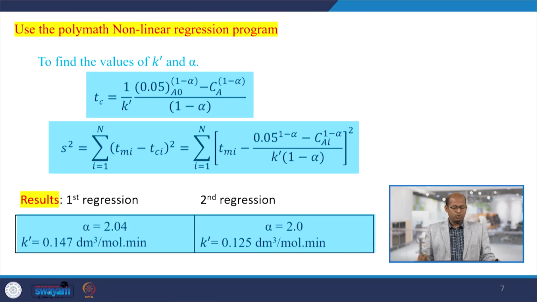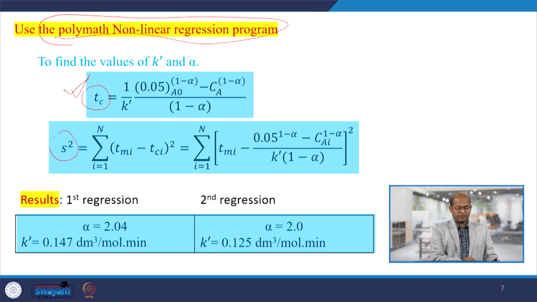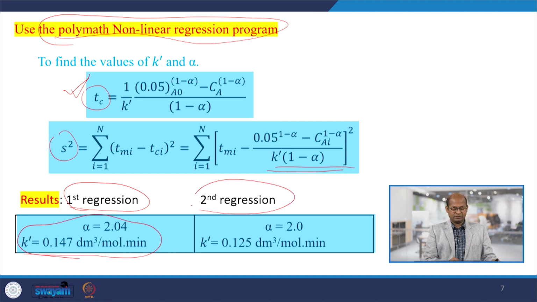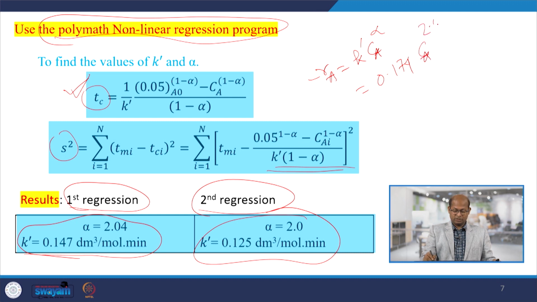Now if we use the Polymath nonlinear regression technique, we can put these equations in, and then the sum of squares value we can get automatically by regression. Okay. Here, for the first regression, putting in the initial guess that we have taken, we are getting these k prime and alpha values. The second regression also we can get, and there also we are getting very close to that value. So, this would be the rate equation: minus r_A equals k prime C_A to the power alpha, that is equal to 0.147 C_A to the power 2.04, we can say. So, this would be the rate equation.